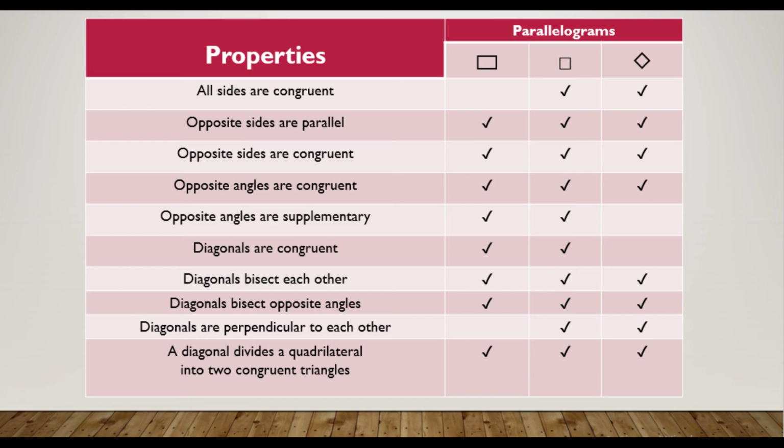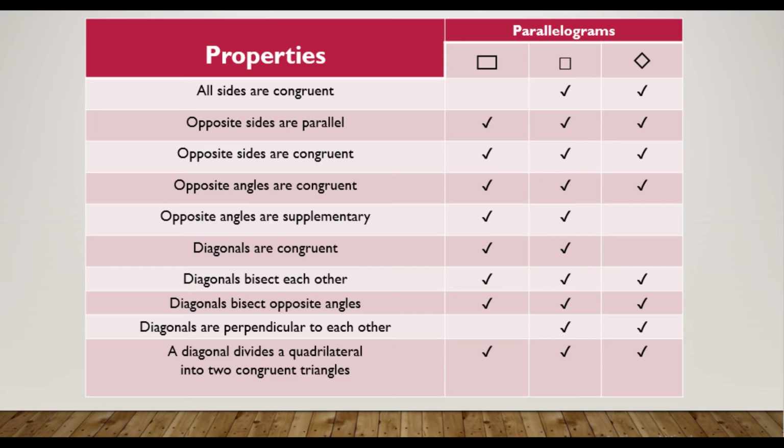For the third property, opposite sides are congruent. We will now proceed to put all 3 check marks for every type of parallelogram. We are now done with the properties concerning the sides of a parallelogram. Let us move on to the properties concerning the angles of the parallelogram.